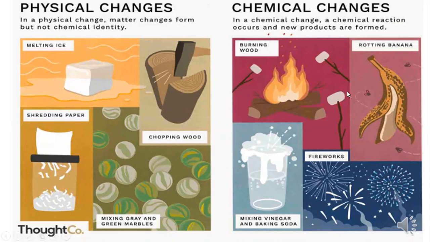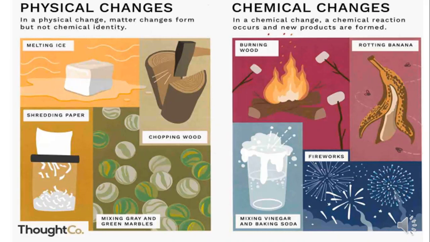Whereas in the case of a chemical change, a chemical reaction occurs and new products are formed. In a chemical change, a chemical reaction occurs and new products are formed. Here, in the case of burning wood, you can see there is the burning of the wood, the fuel, and there's the formation of carbon dioxide and water.